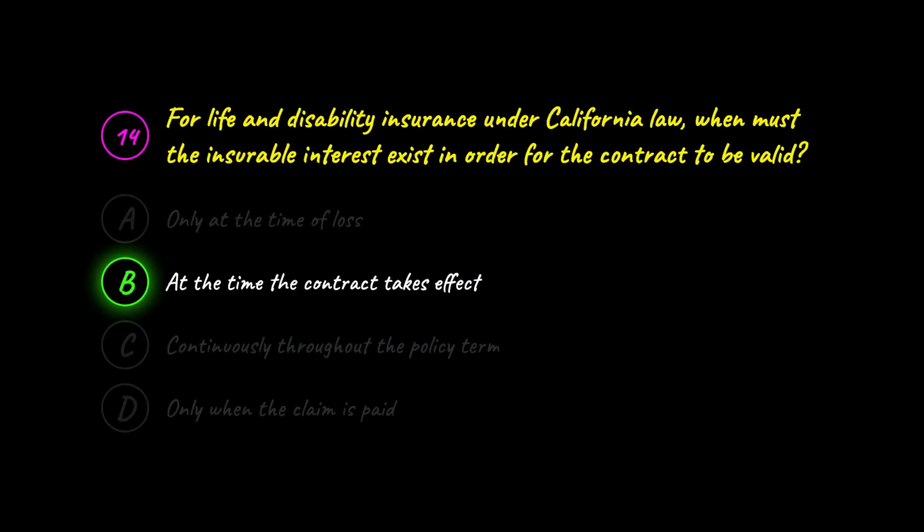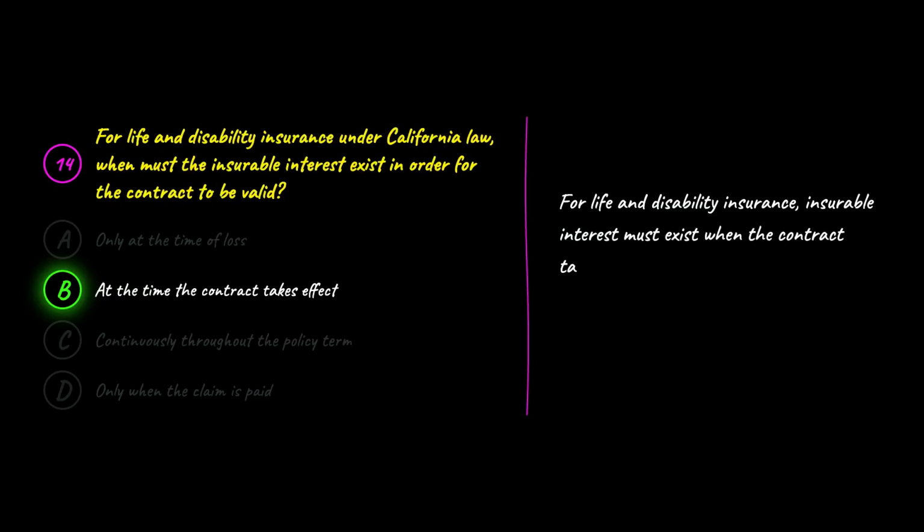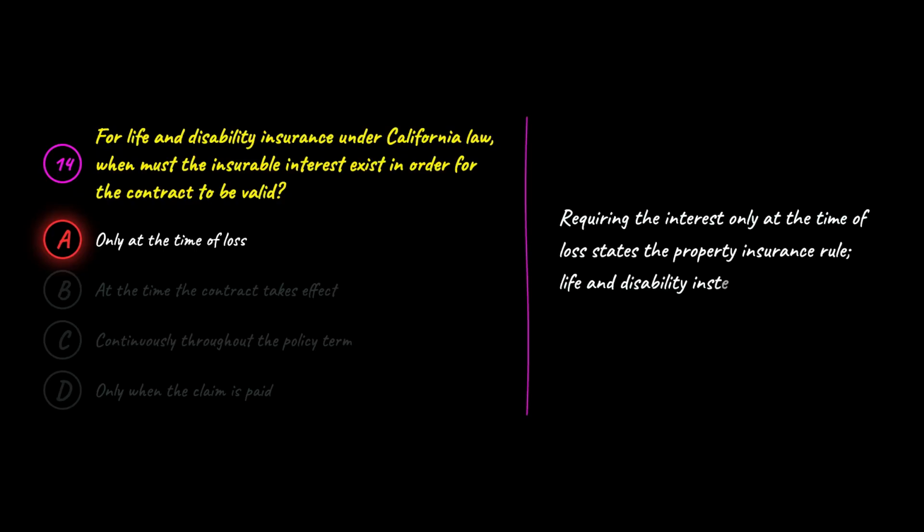The correct answer is B, at the time the contract takes effect. B is correct because for life and disability insurance, insurable interest must exist when the contract takes effect. It need not still exist at the time of loss, unlike the rule for property insurance. A is wrong because requiring the interest only at the time of loss states the property insurance rule. Life and disability instead fix the interest at policy inception.